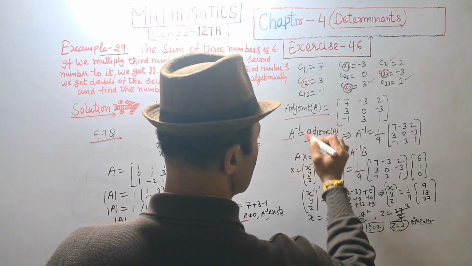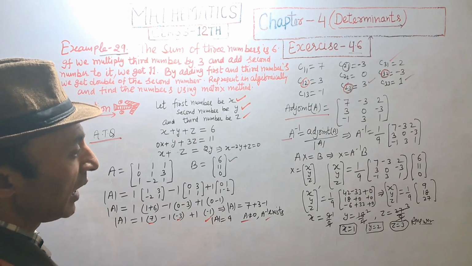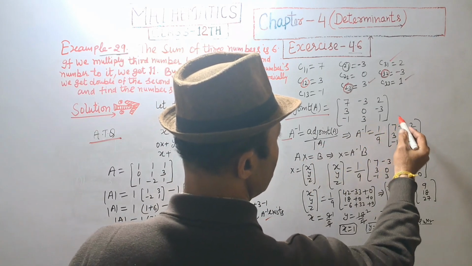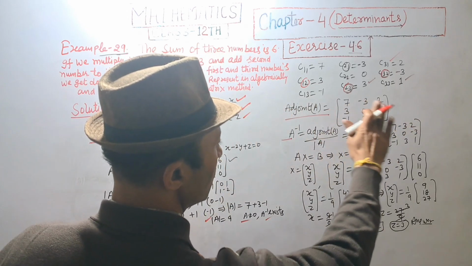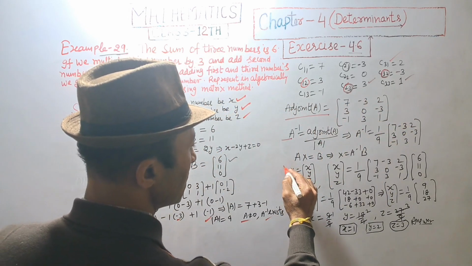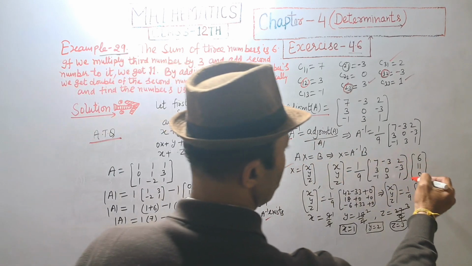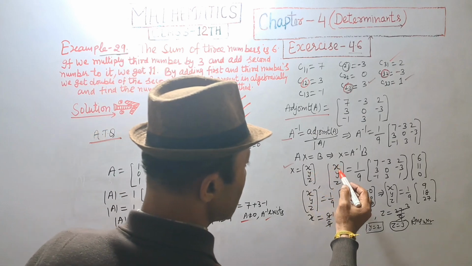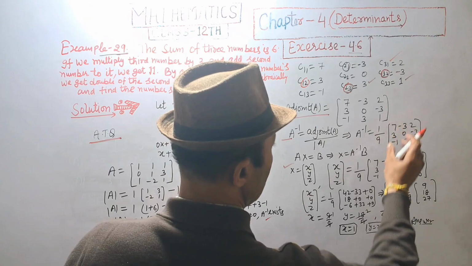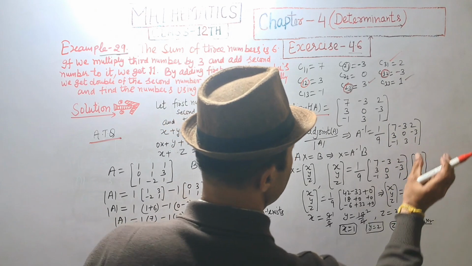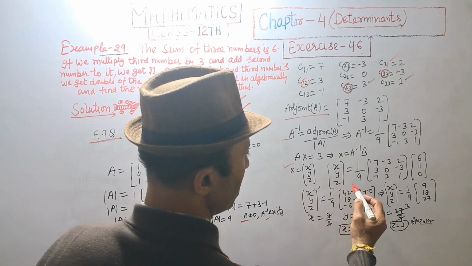And A inverse is adjoint A upon determinant of A. We get the determinant of A is equal to 9, and A inverse can be written as 1 upon determinant of A into adjoint of A. Ax equal to B, this implies x equals A inverse B, and x is x, y, z, and B is given 6, 11 and 0. So we get x, y, z is equal to 1 upon 9 times adjoint of A into B.